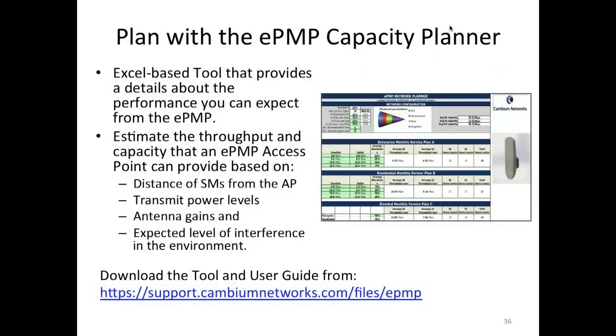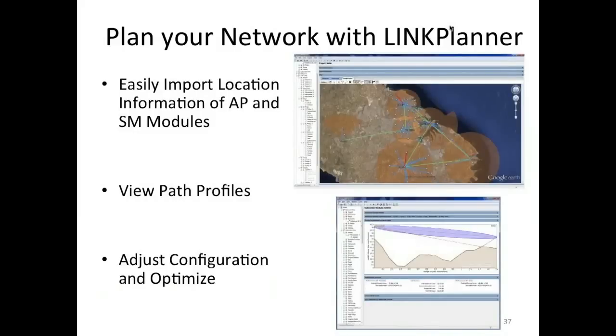Quick screen capture of the capacity planning tool, which is an Excel spreadsheet that goes through and lets you predict link quality and capacity. Link Planner, many people may be familiar with this, using point-to-point link planning. Now it's offered in point-to-multipoint and specifically ePMP. Allows you to predict link budgets and things like that.